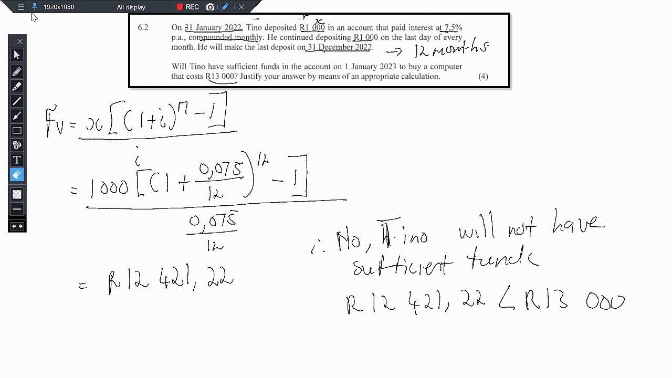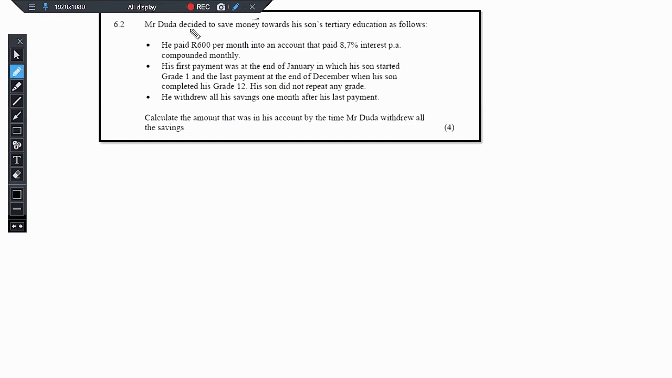Okay, let's look at yet another example. Point 2, it says, Mr. Duda decided to save money towards his son's tertiary education as follows. Point 1, he paid 600 per month into an account that paid 8.7% interest per annum compounded monthly. Point 2, his first payment was at the end of January, in which his son started grade 1, and the last payment at the end of December when his son completed grade 12. His son did not repeat any grade. Then point 3, he withdrew all his savings 1 month after his last payment.